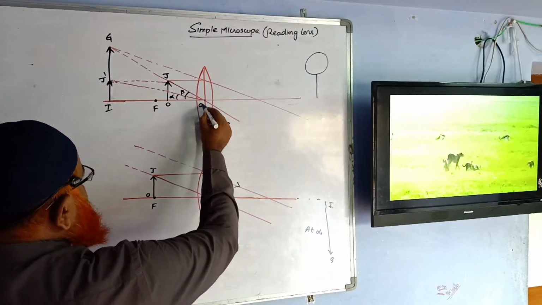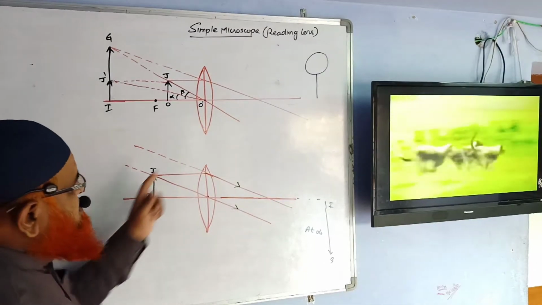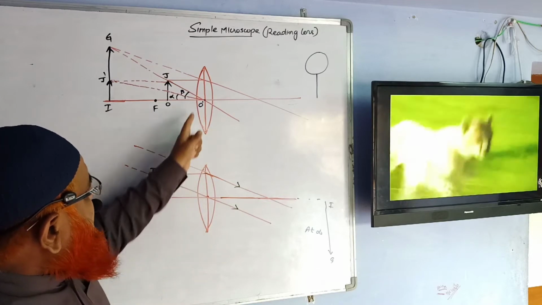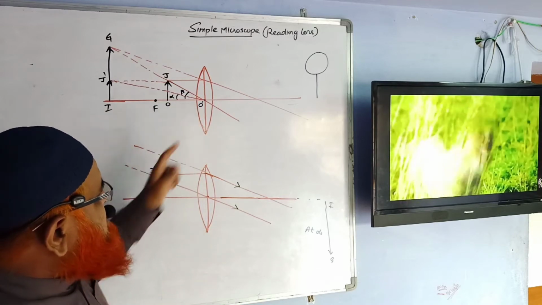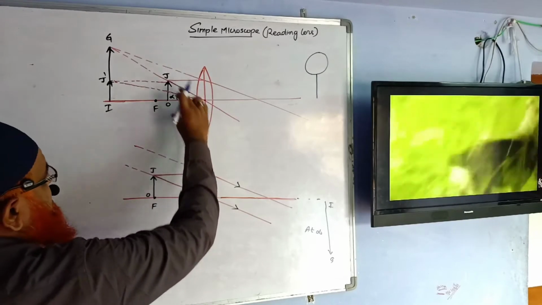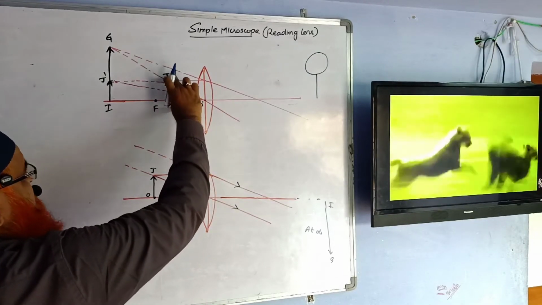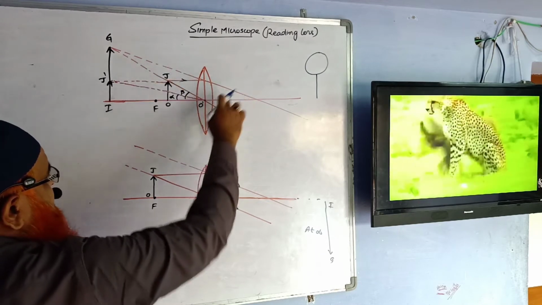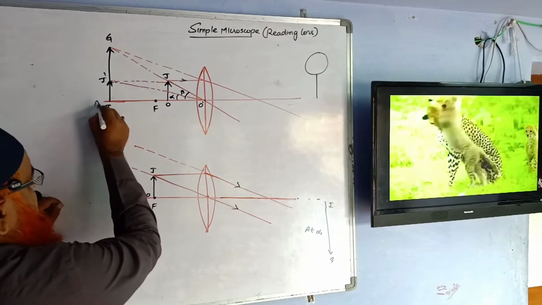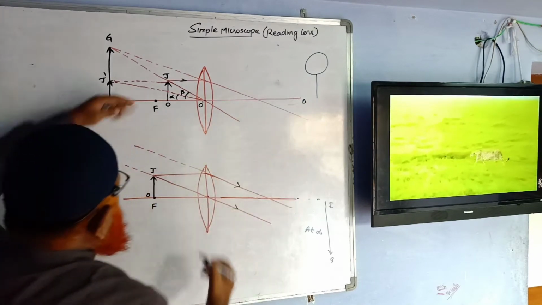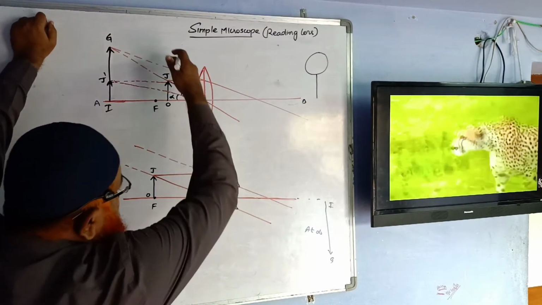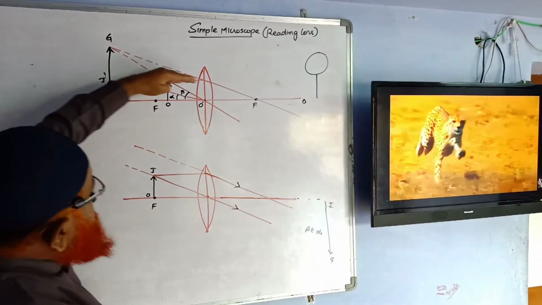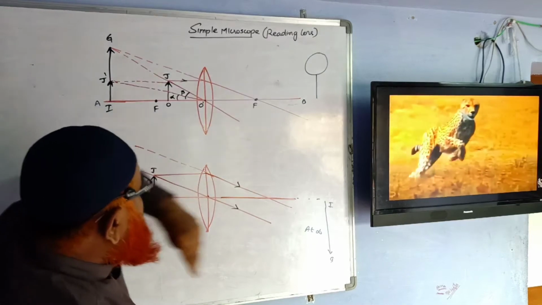Let us take this as object O dash, and this is the optic center. You have kept an object here. One ray which is going parallel to the principal axis, a line which is moving parallel to the principal axis, definitely has to pass through the focal point.